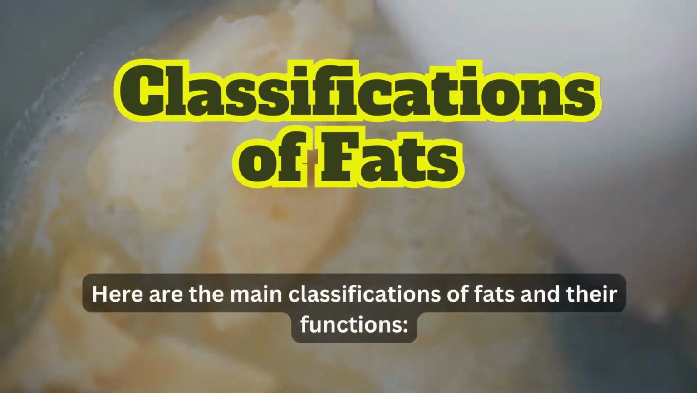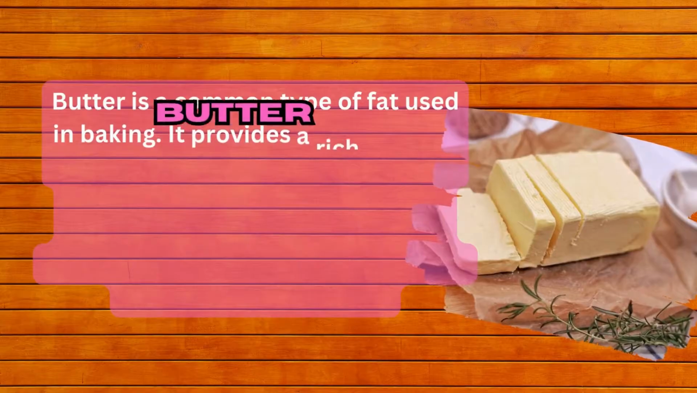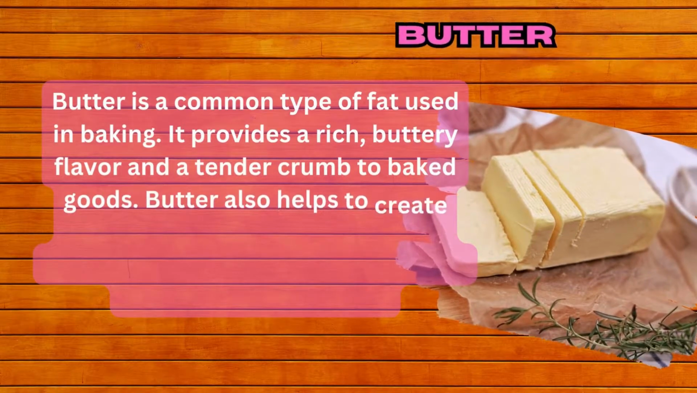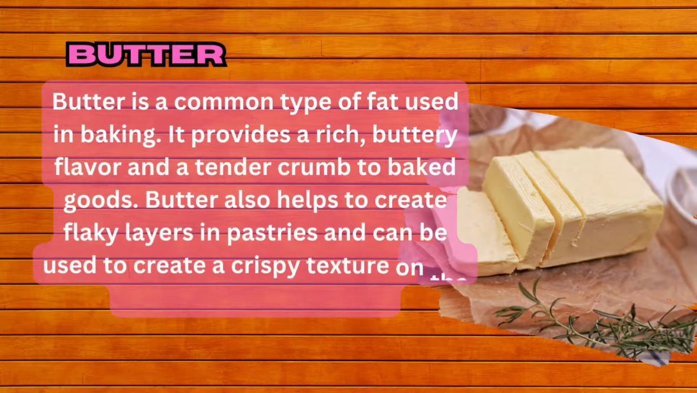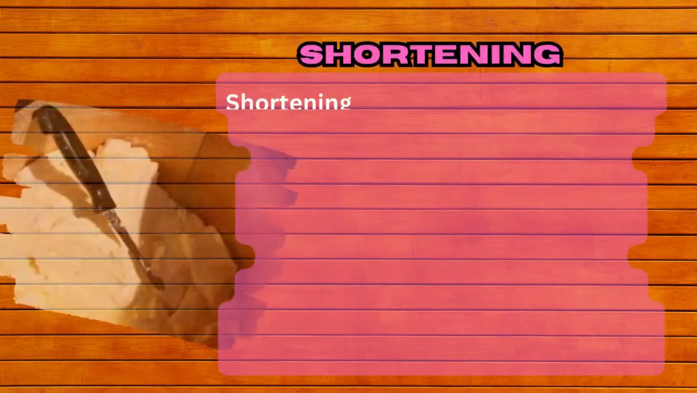Here are the main classifications of fats and their functions. A. Butter. Butter is a common type of fat used in baking. It provides a rich, buttery flavor and a tender crumb to baked goods. Butter also helps to create flaky layers in pastries and can be used to create a crispy texture on the outside of baked goods.